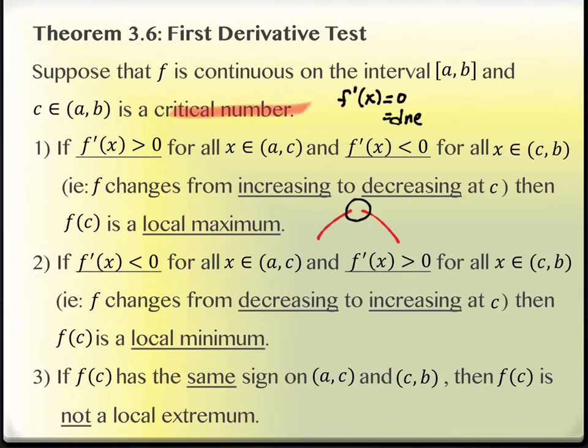Okay? And if we look at part 2, it says if the graph is going from decreasing to increasing, right, the derivative is negative, and then the derivative is positive, what has to be happening at that location? Well, it must have a local minimum value. And if it has the same sign on both sides, then it's not one of these.